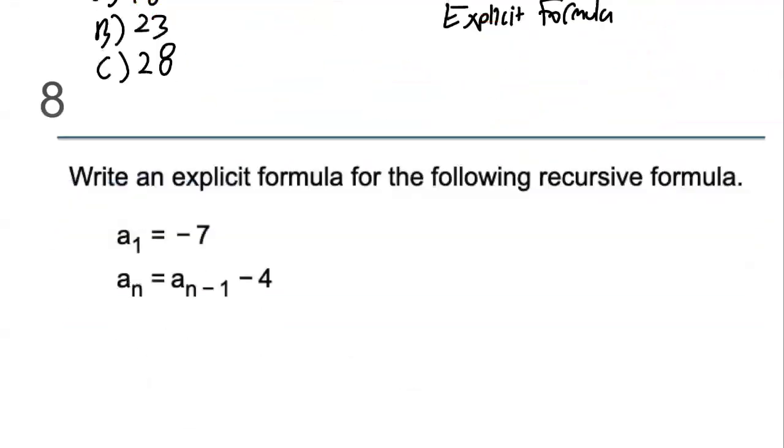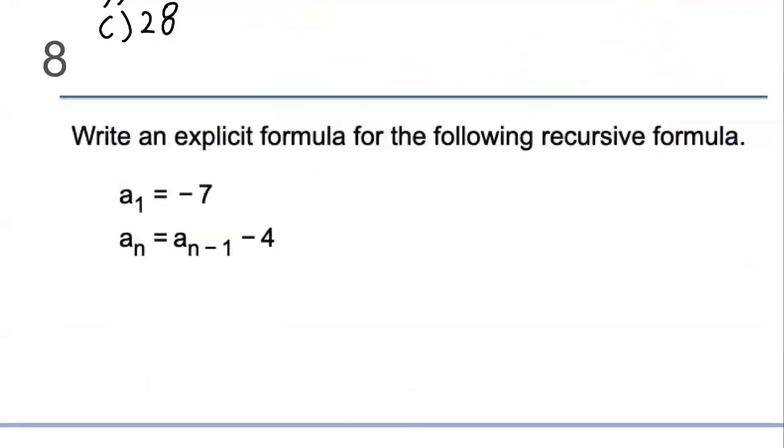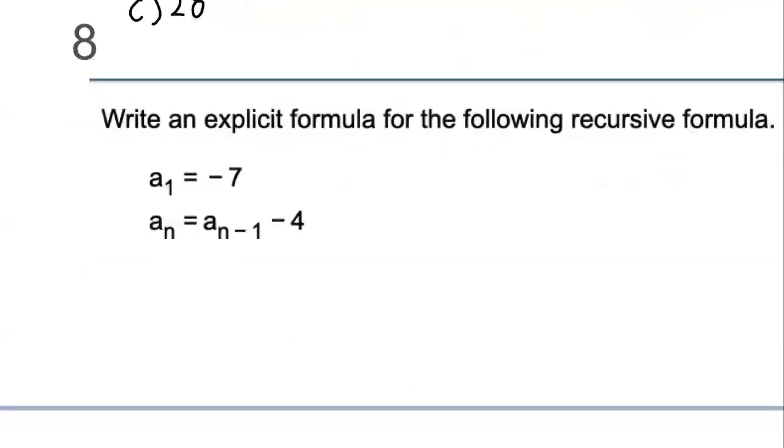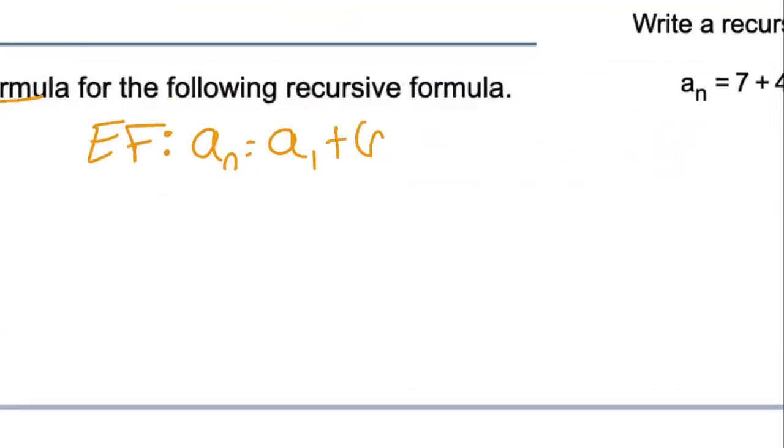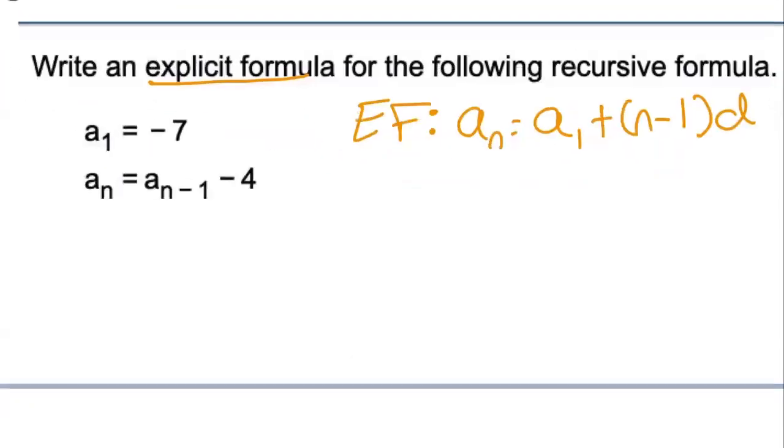Okay, so for number 8, it says write an explicit formula following the recursive formula. So this is kind of similar to number 7. You just get the pieces of information from this. So remember, explicit formula, just write EF. You need the first term, and then you need the common difference. So based on what we're given, what is the first term? Very good. So this is the first term. And then what is the common difference in this case? Very good. The common difference is -4. And that's all we need.